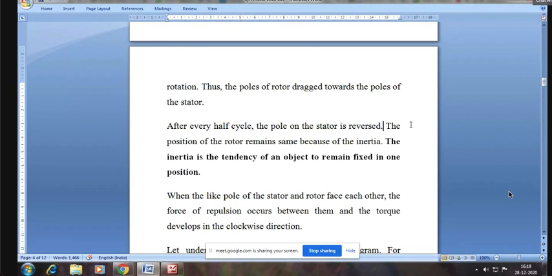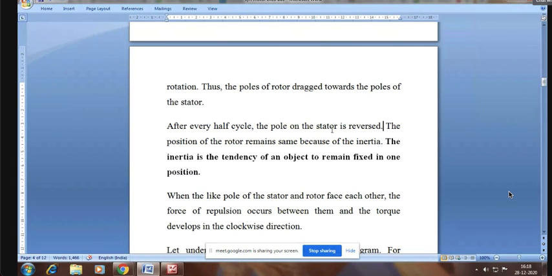But that is not the case in a synchronous motor, because in a synchronous motor, the field in the stator is alternating in polarity. Therefore, one time the pole on the stator and the pole on the rotor face each other with opposite polarity, the other time with the same polarity. And we will see how it happens.